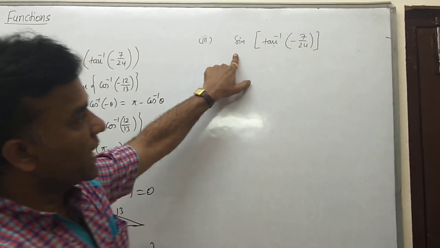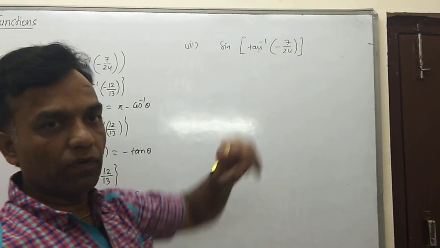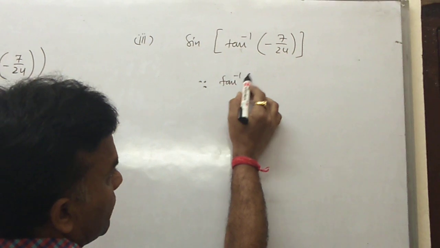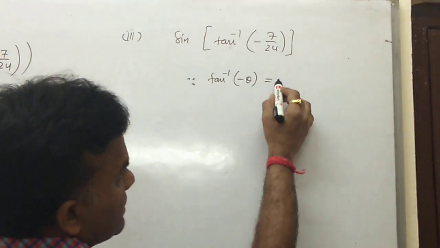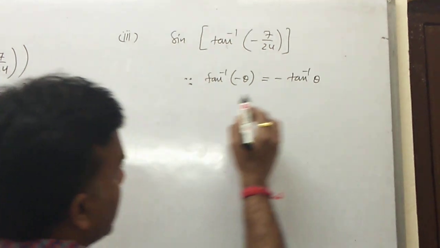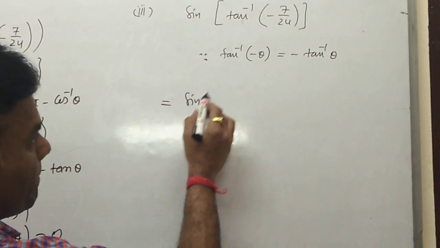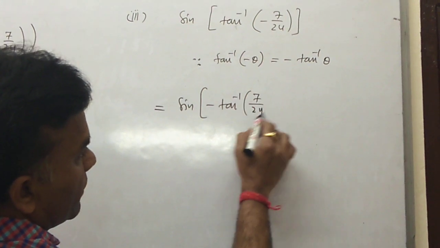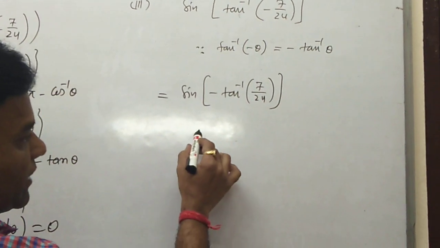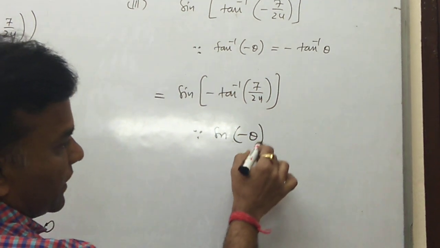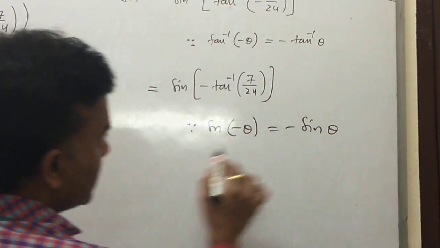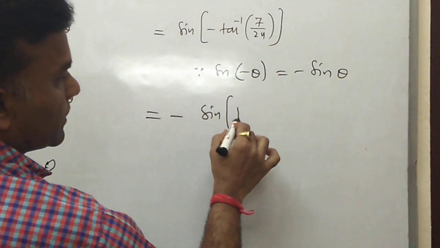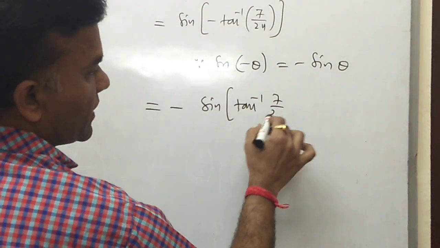Okay, the last question we have is sine of tan inverse of minus 7 by 24. So again we have a negative value. First you write down the basic formula related with the negative sign in inverse trigonometry with tan theta: tan inverse of minus theta is minus tan inverse theta. So here we have sine of minus tan inverse of 7 by 24. Then second, write down the formula for sine of minus theta. In trigonometry it is minus sine theta. So you use here minus sine of tan inverse 7 by 24.